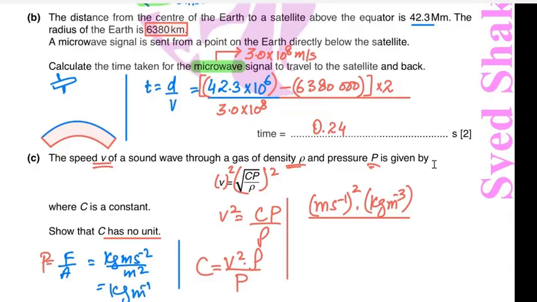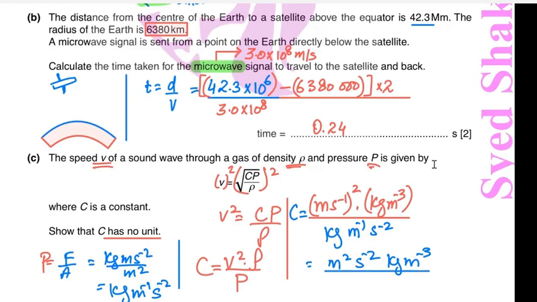So it will become kg per meter. M power 2 from the denominator to the numerator will make it m power minus 1, s power minus 2. So pressure is kg, m power minus 1, s power minus 2. Simplifying that, it will become m power 2, s power minus 2, kg, m power minus 3 over kg, m power minus 1, s power minus 2.